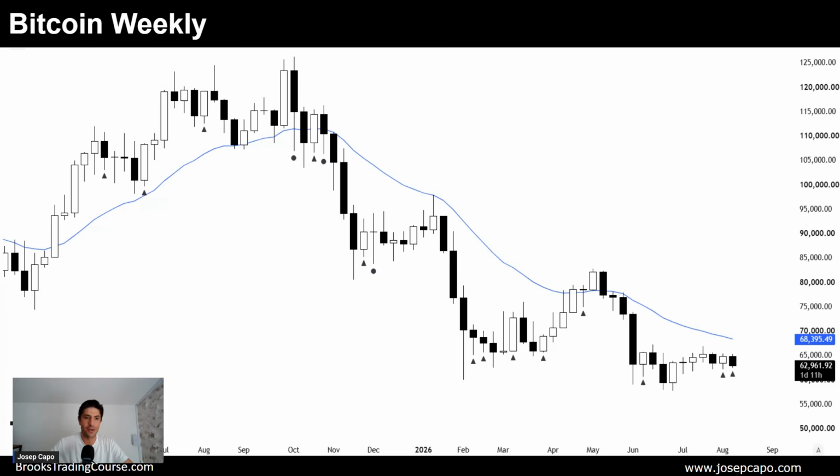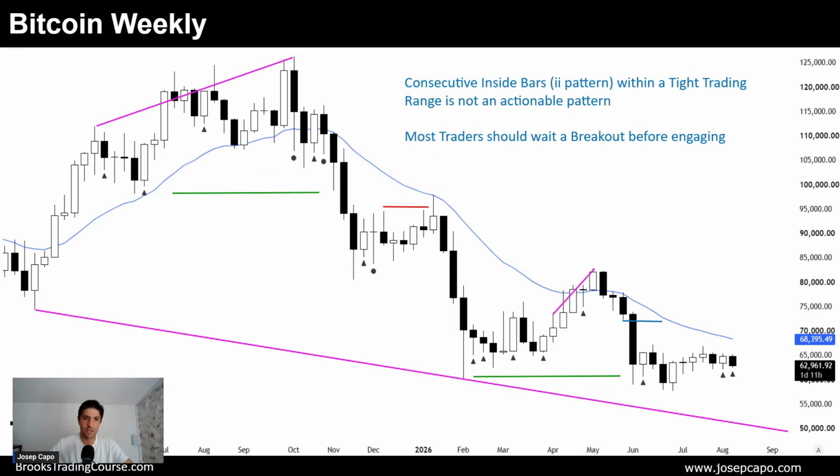This week we are going to analyze the weekly and daily charts of Bitcoin, plus I will give you a bonus on how I approach trading in lower time frames. Alright, so let's begin. The weekly chart of Bitcoin: the first aspect that a price action trader always starts with is to understand the context.